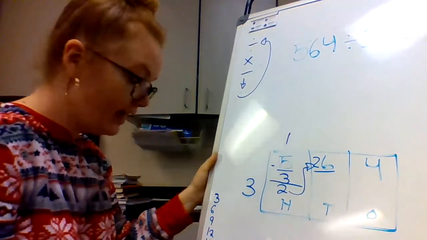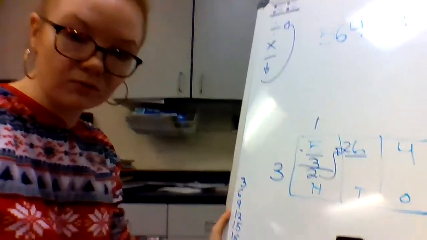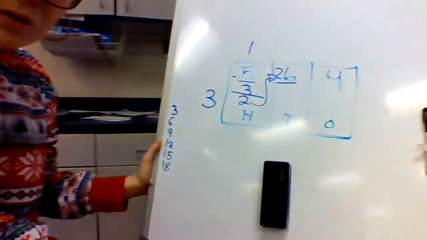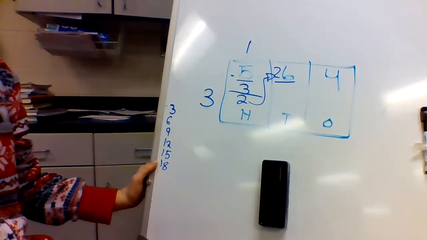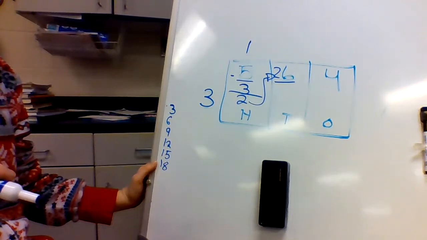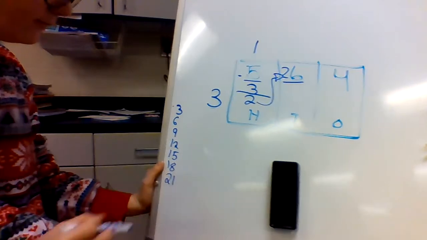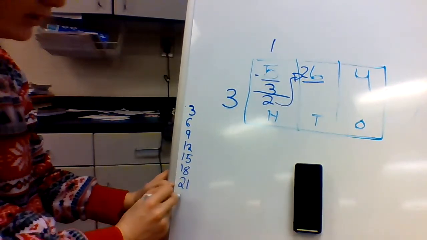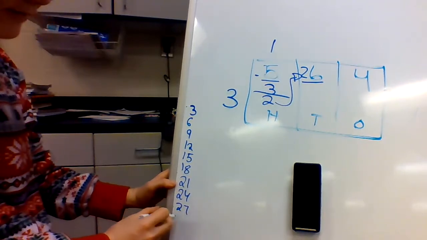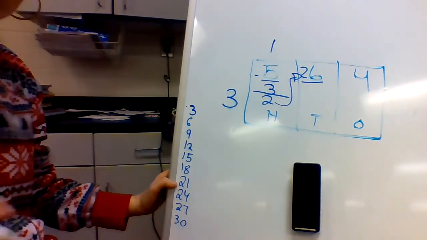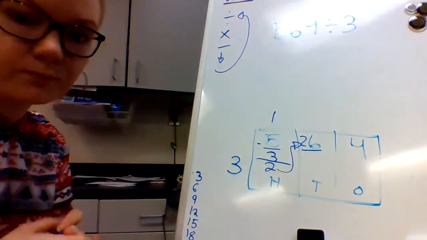So now we say, okay, how many times can 3 go into 26? So we have some of our multiples listed here, but we're going to need some more. So 18, what is the next multiple after 18? It's going to be 21. After 21 is 24. After 24 is 27. After 27 is 30. You only have to go up to 10 because you shouldn't have a 2-digit number up here anyway. So you'll be good to go.